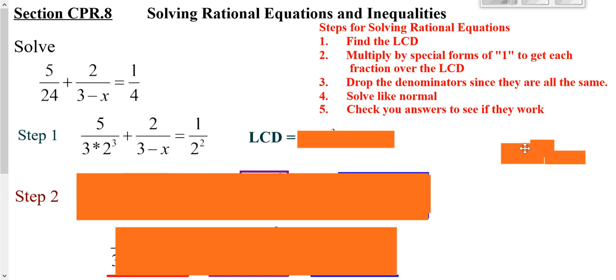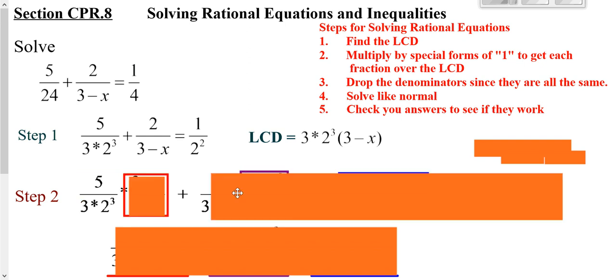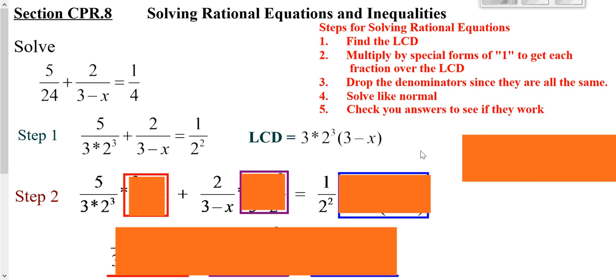And then you find your least common denominator, so you write down all the different terms that occur, and if you have a choice in exponents, like we do on our 2, either a 2 squared or a 2 cubed, you always take the larger of the exponents. Then we're going to multiply by special forms of 1, and remember, multiplying by 1 doesn't change it, so that we can get our least common denominator.